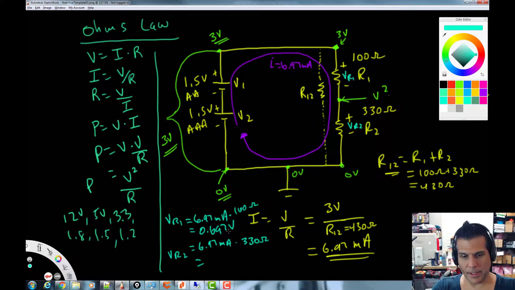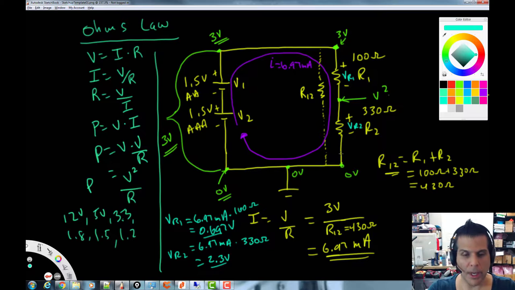All right, let's do the next one. Voltage over R2 is going to be 6.97 milliamps times 330. So it should be about three times as much, right? So it's 2.3 volts. And you know, we're losing a little bit of accuracy here because I'm clipping some of these decimal places. The voltage drop of these two resistors has to equal 3 volts, so this number plus this number have to equal 3 volts. When I'm rounding, we're going to get a little bit of error. But that's okay, because these resistors are only 5 or 10% accurate in the first place, so it doesn't even matter.